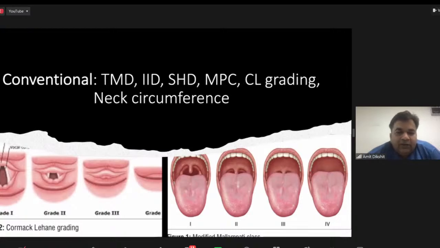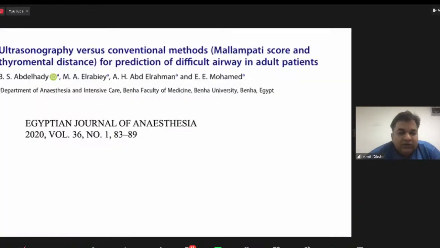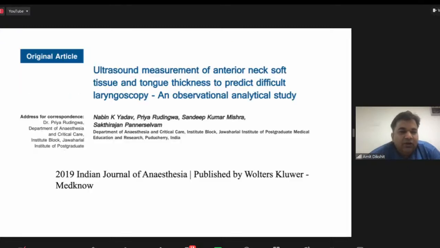If you combine ultrasound information with your conventional skills, it has been shown to increase sensitivity and specificity for success rate of difficult intubation. So there are several articles comparing with conventional methods, and they found that ultrasound is beneficial. They have looked at the anterior soft tissue and tongue thickness to predict difficult intubation.